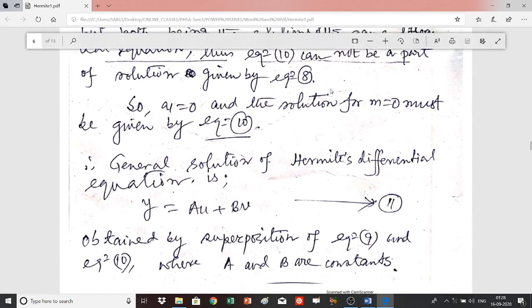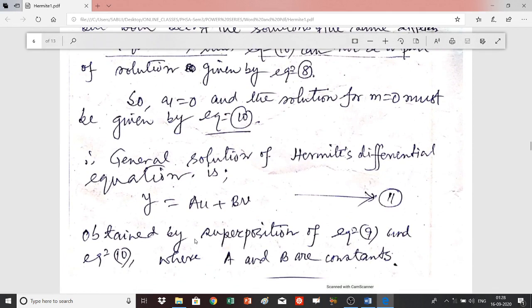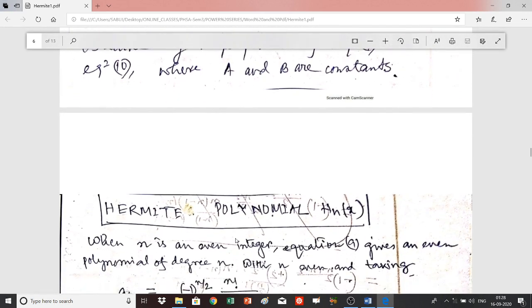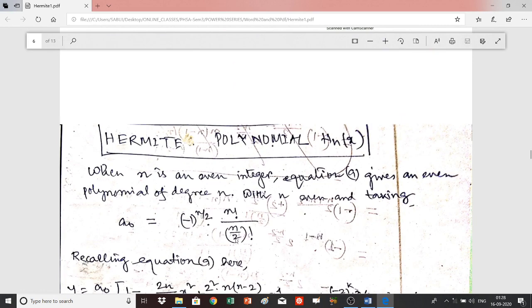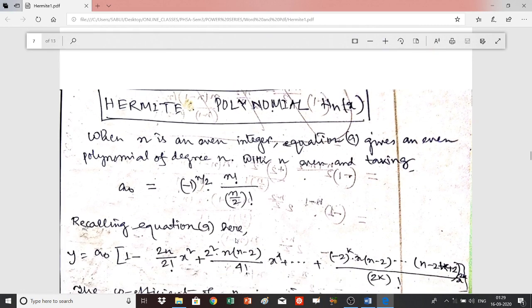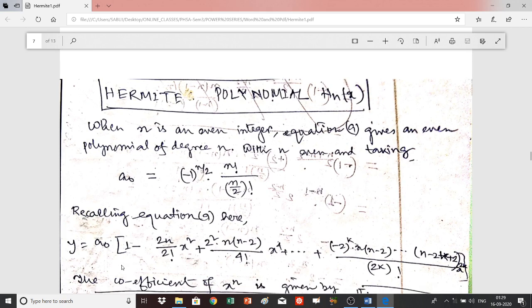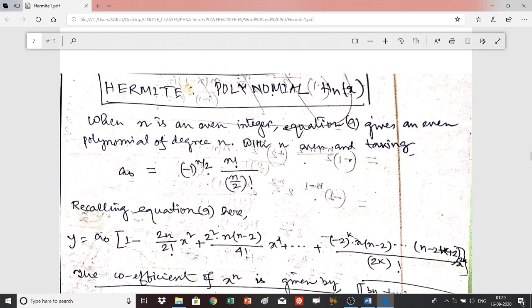So then you will have y is equal to au plus bv, where a and b are two arbitrary constants. Now go to Hermite polynomials, and as you know, any solution of the Hermite differential equation is called the Hermite polynomials. It is denoted by Hn for the order n. If you use the constant a0 as (-1) to the power n by 2 into n factorial by n by 2 factorial, then you can easily find out different values of the Hermite polynomials.